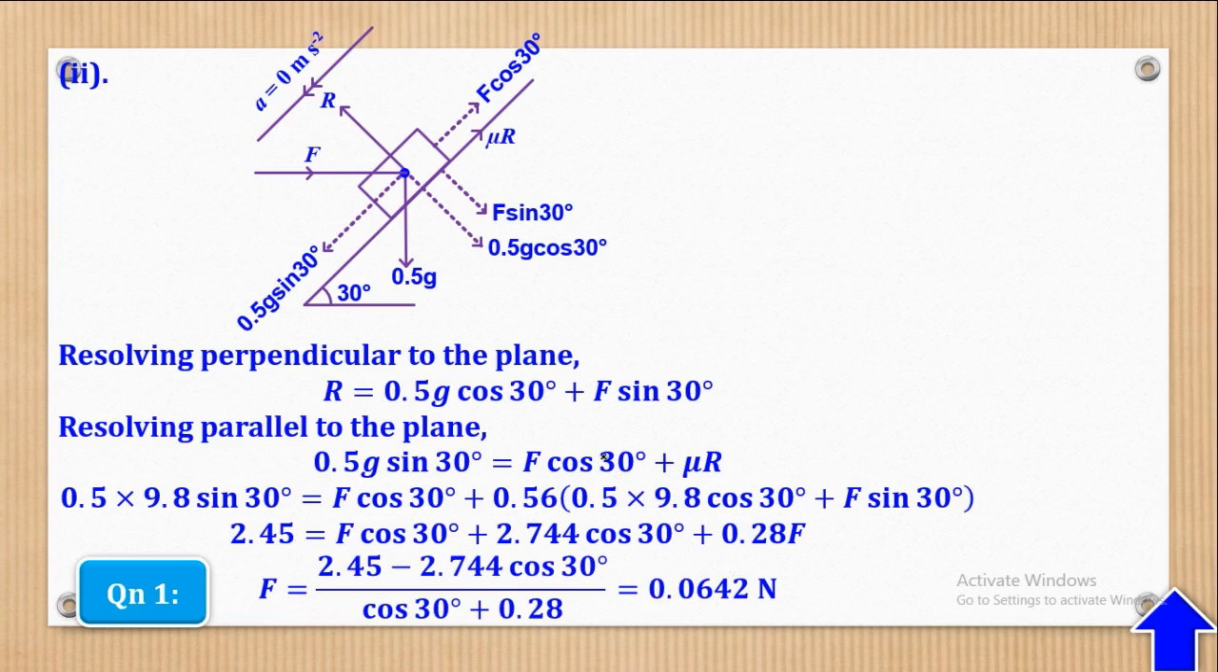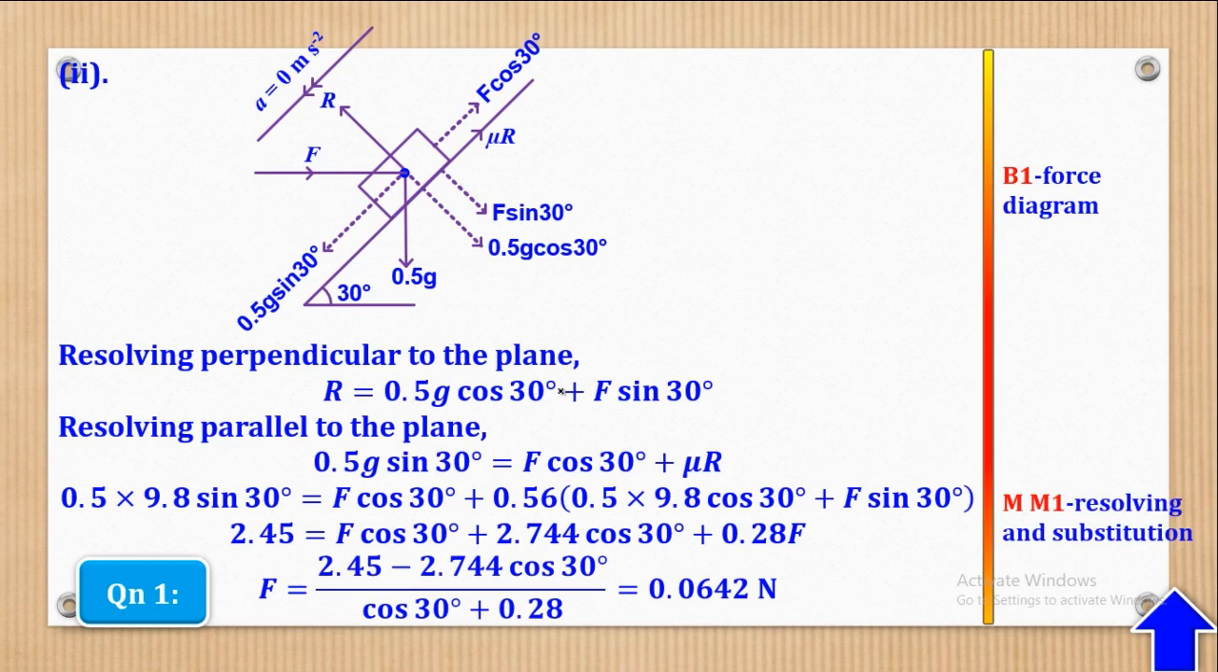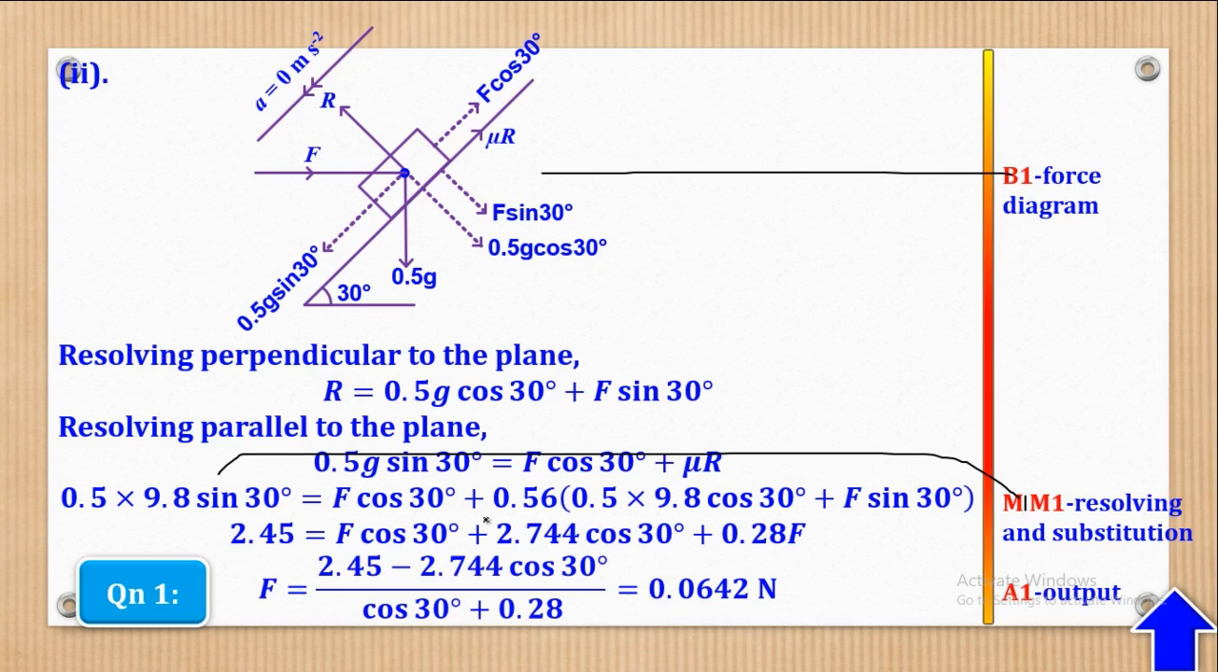Now let's see how much can be awarded. B1 for the correct force diagram, then this was supposed to be M1. M1 for this right hand side resolving and also substituting for R. Then A1 for the output.